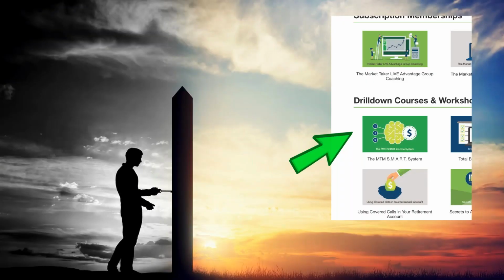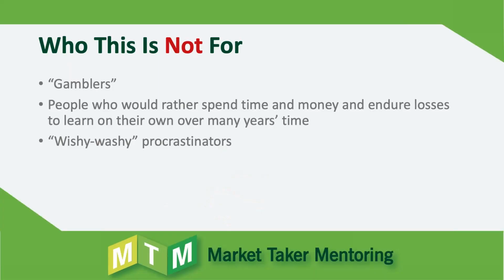Here's how it works. As soon as you join, you're going to get a username and password to the MTM Smart Income System. Starting today, you'll begin watching the 5 easy-to-follow online modules that literally lay out exactly how to generate regular, consistent income from your existing portfolio so you can grow your account faster, protect yourself better in down markets, and make it easier to start reversing any losses you may have.